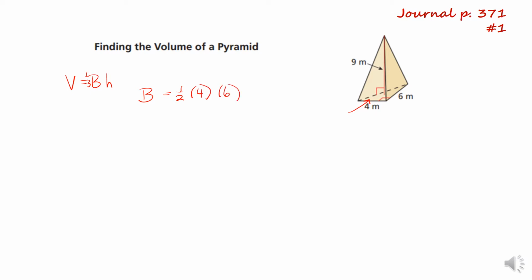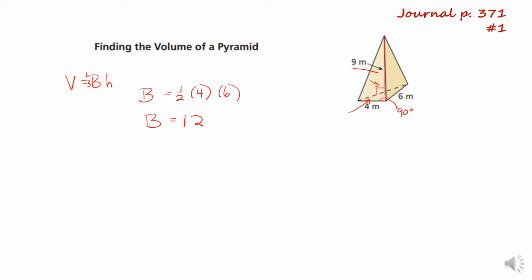Look for the 90 degrees on your base, not up here. That's signifying that this is the height. You want the one that's on the base. So that gives you those measures. So the big B is 12, okay?